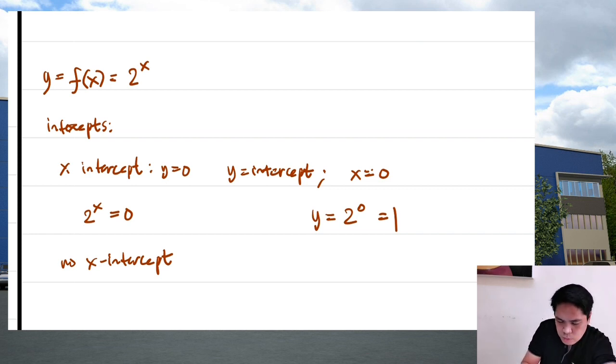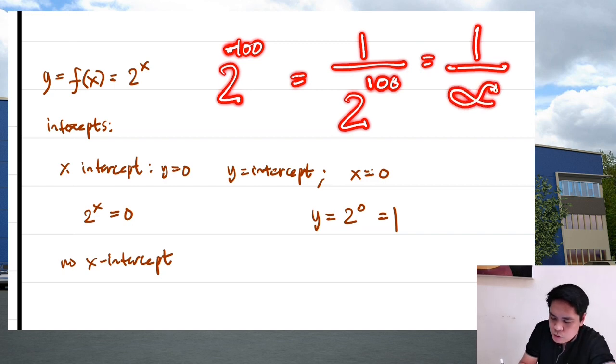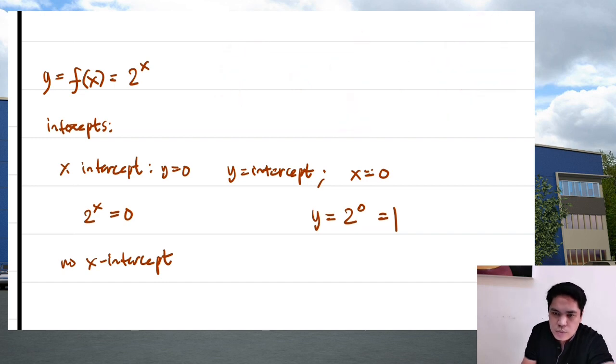Diba? So, for example, 2 raised to negative 100, that would be 1 over 2 raised to 100. So, that's 1 over a large value here. So, let's say, I don't know, a large value here. So, this will approach 0. Okay?